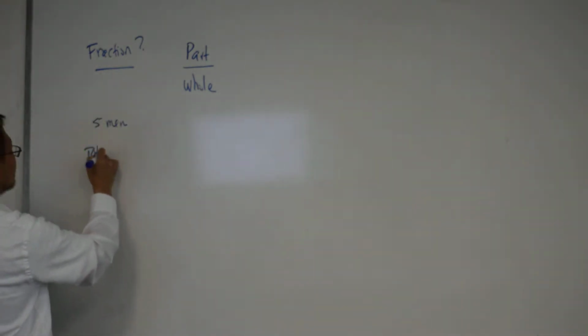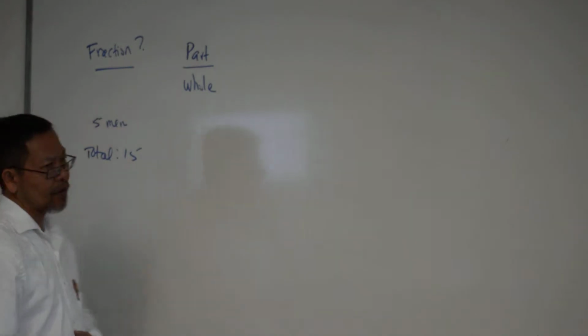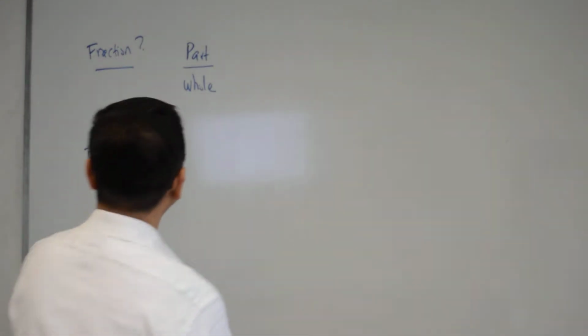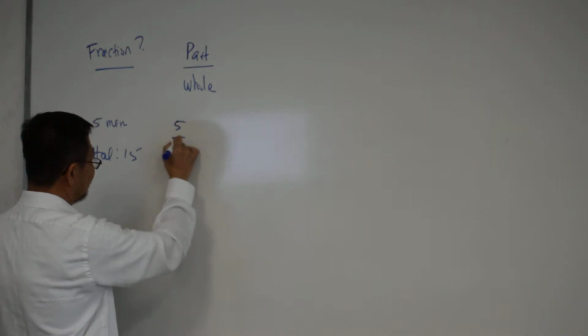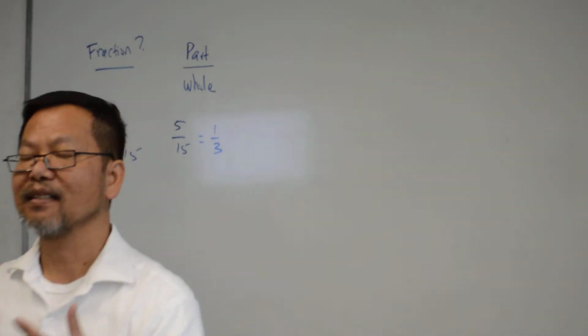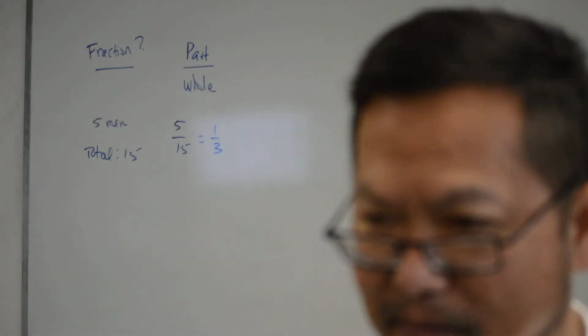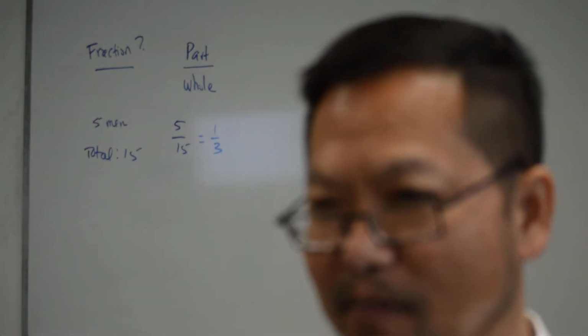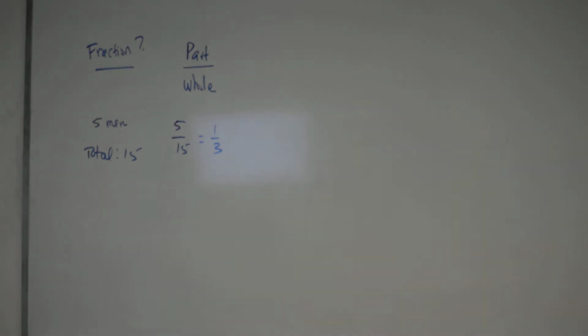So total 15. So how would you write a fraction for this class then? Men to the whole class. We have 5 out of 15, so we have 5 over 15, right? So it's 1/3. That means 1/3 of the class, 1 out of 3. One man out of 3, okay? That's the total. Does that make sense? So that's fraction.